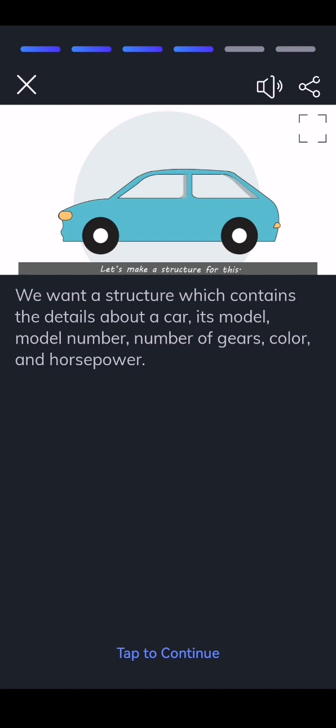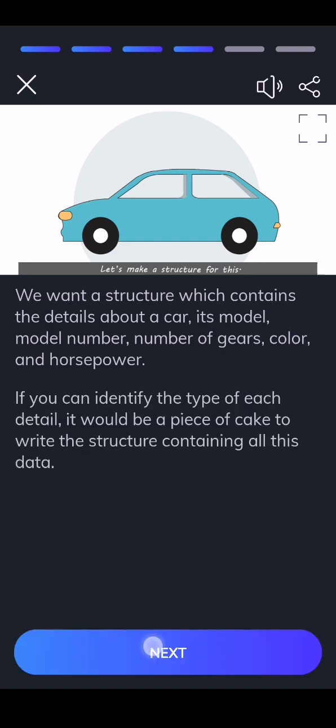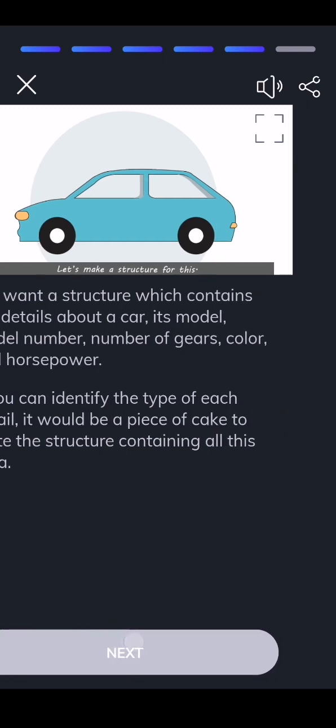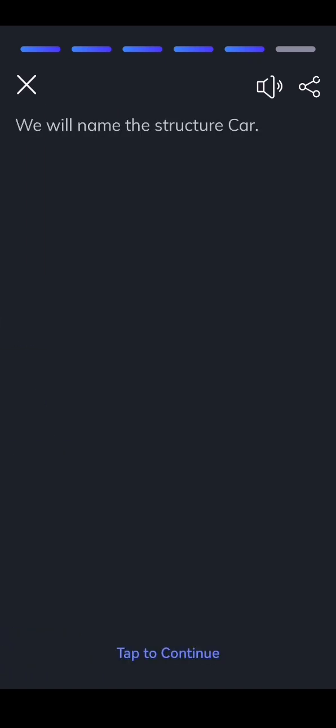We want a structure which contains the details about a car, its model, model number, number of gears, color, and horsepower. If you can identify the type of each, it would be a piece of cake to write the structure containing all this data. We will name the structure car.